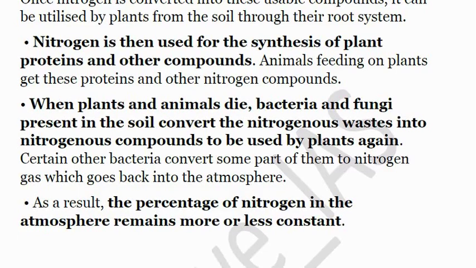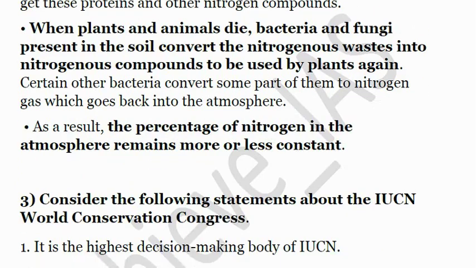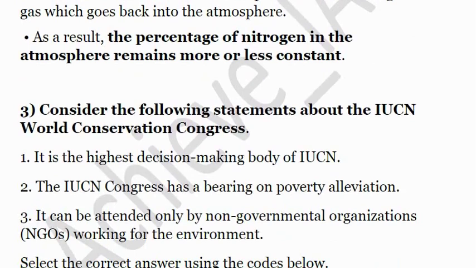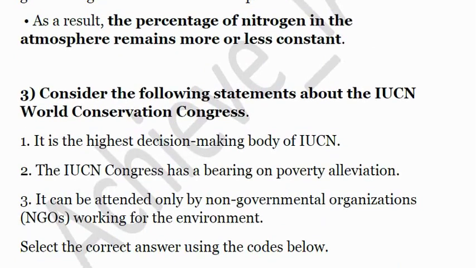So let's move on to your next question. Third question is, which of the following statements about the IUCN World Conservation Congress are correct? So we have to choose the correct statements. First is, it is the highest decision making body of IUCN. Second is, IUCN Congress has a bearing on poverty alleviation. Third is, it can be attended only by non-governmental organizations working for the environment.